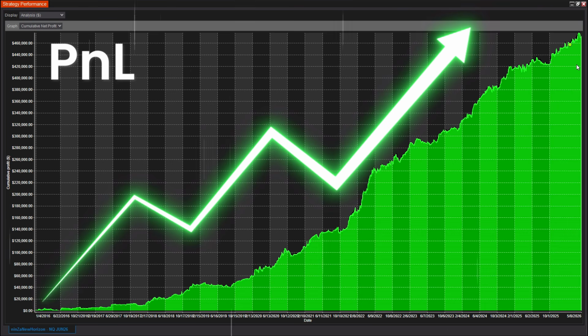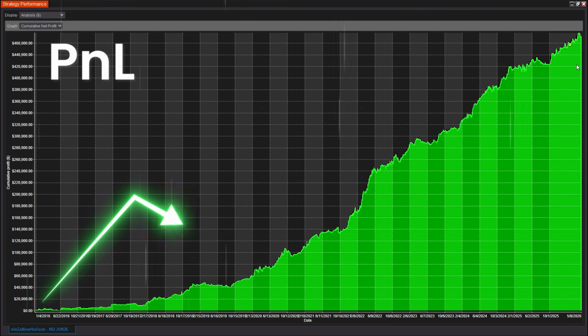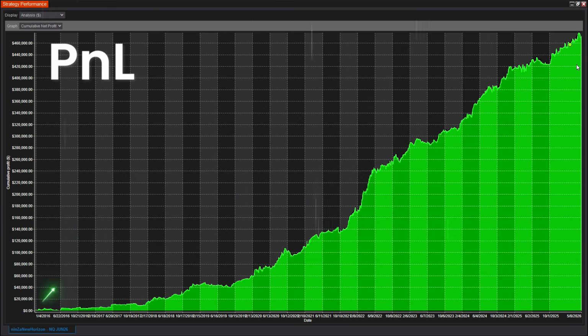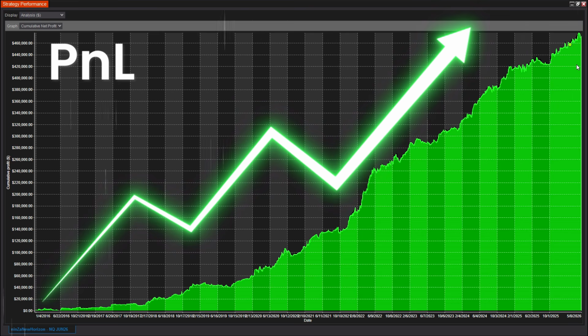without any significant drawdowns. This is a strong positive sign, as it demonstrates that the strategy has maintained a continuous profit over a long period without experiencing any sharp declines.